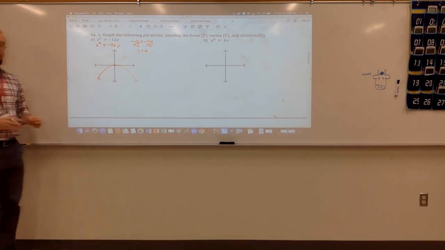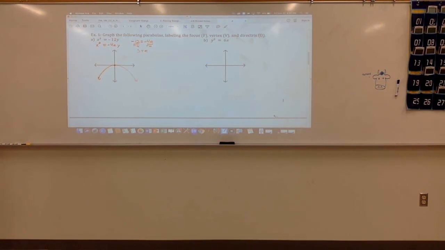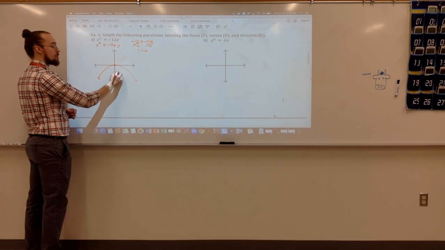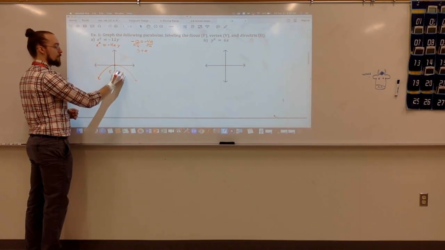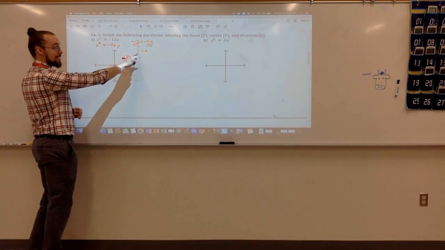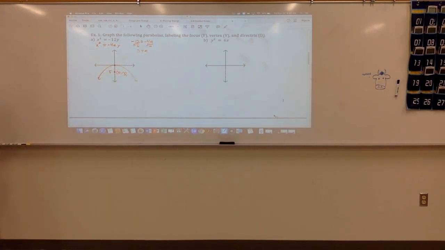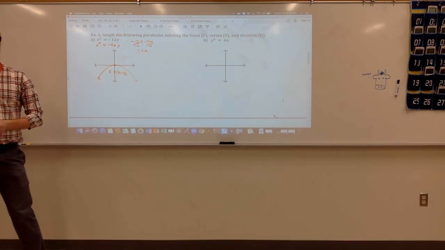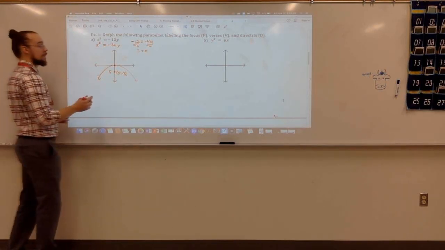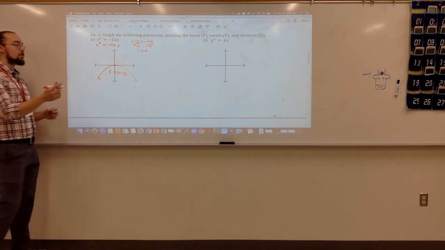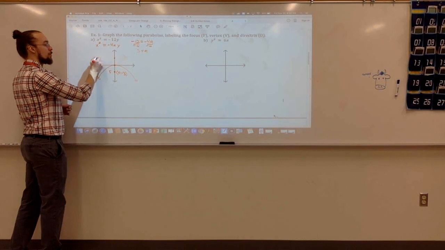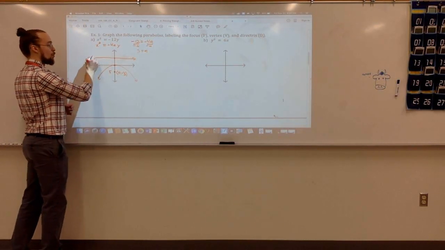Where's my focus going to be? At 0, negative 3. Okay. My focus is going to be inside of the parabola, and it's a distance of 3 away from the vertex. Where's my directrix? Would just be 0, 3. So, remember the directrix is an entire line, so it'll go through the point 0, 3. But it will be the line y equals 3.